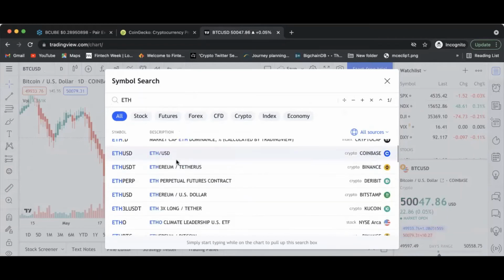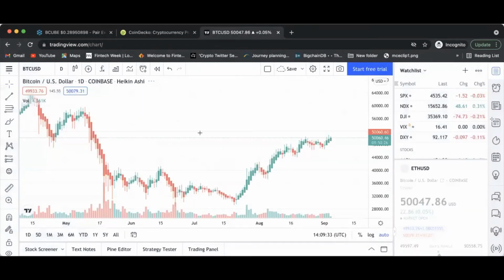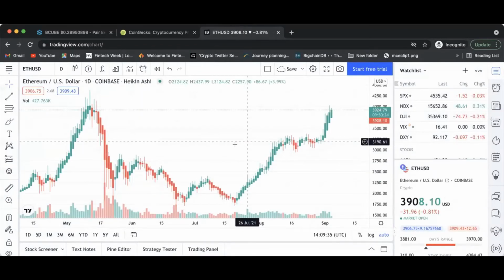ETH coin. So ETH has been very bullish. We all know why. It's because of EIP 1559. A lot of Ethereum is getting burned, which was not happening before, because Ethereum was very inflationary.